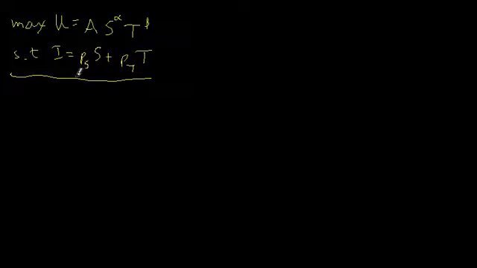Now we know from the previous video that the way to set that problem up for solution is to use the Lagrangian theorem. And so to do that, we'll create a new variable to maximize called U star. And that's going to be equal to U, which is A S to the alpha T to the beta, minus the Lagrangian multiplier lambda times the income constraint written in such a way that it's equal to 0.